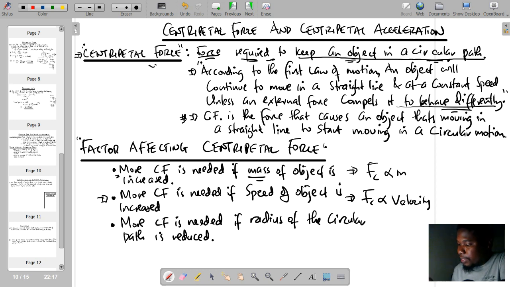Now, the other part is they're saying more centripetal force, the third point, is needed if the radius of a circular path is reduced. If the radius is reduced, more centripetal force is needed. Okay, so I think to explain this, the easiest way would be to use a door.